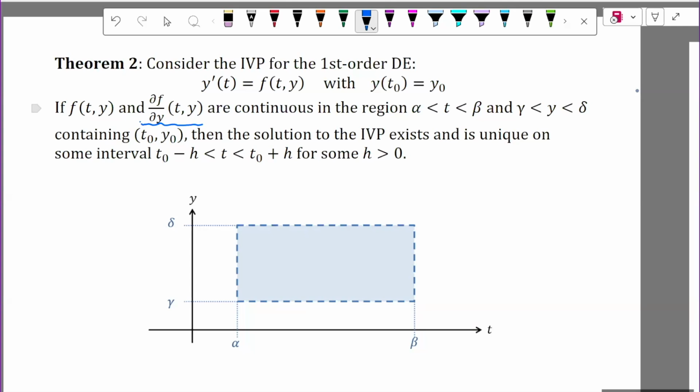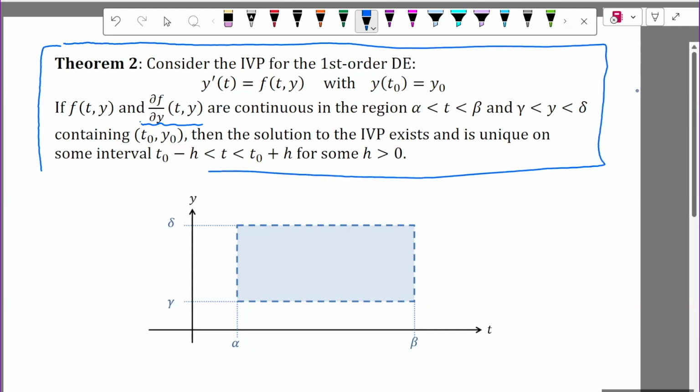So let's see what this theorem 2 says, which now can apply more generally. We consider the initial value problem for the first order differential equation y prime equals some general f of t, y. And so here's how the differential equation can be nonlinear. It depends on what f is, with some given initial condition. Now look at f, the right-hand side, and its first partial derivative in y.